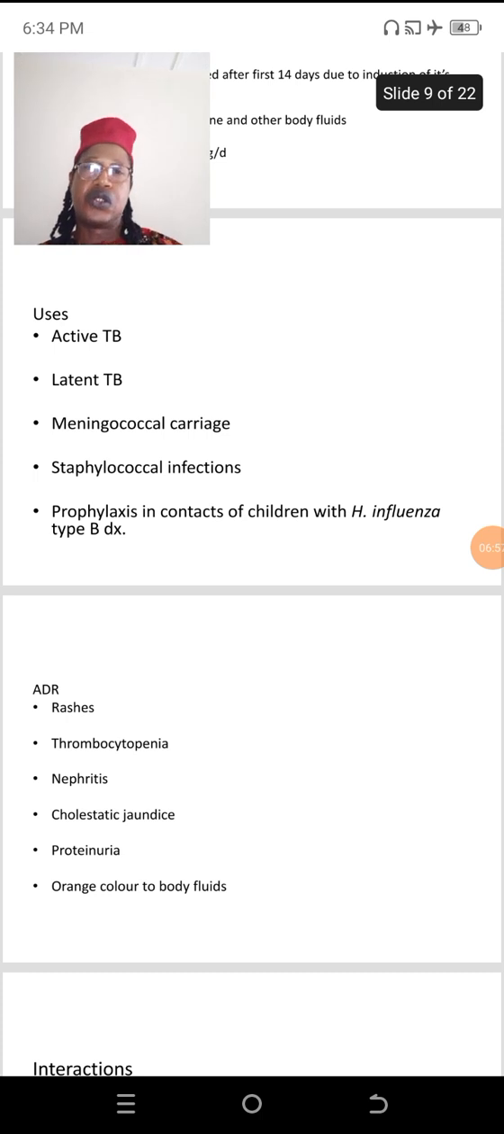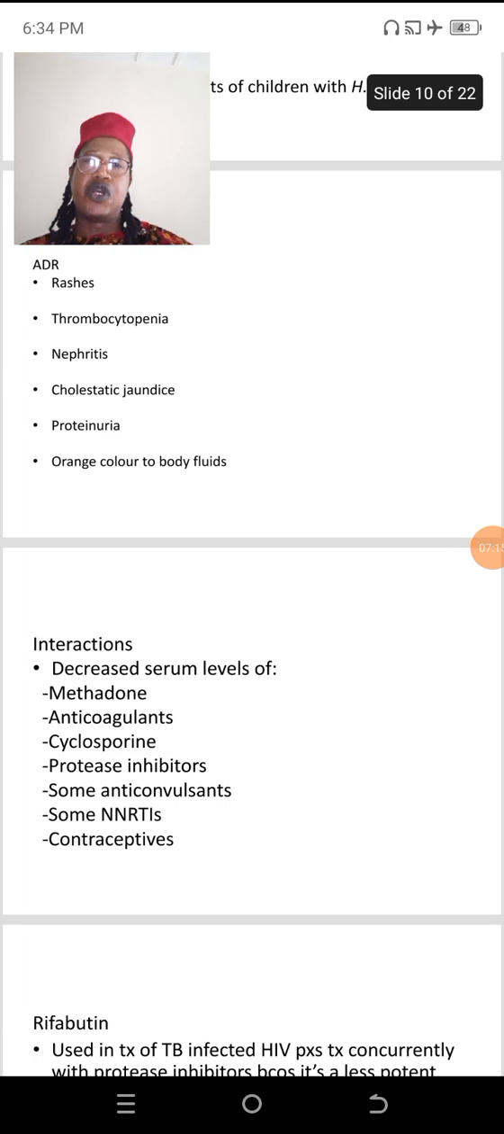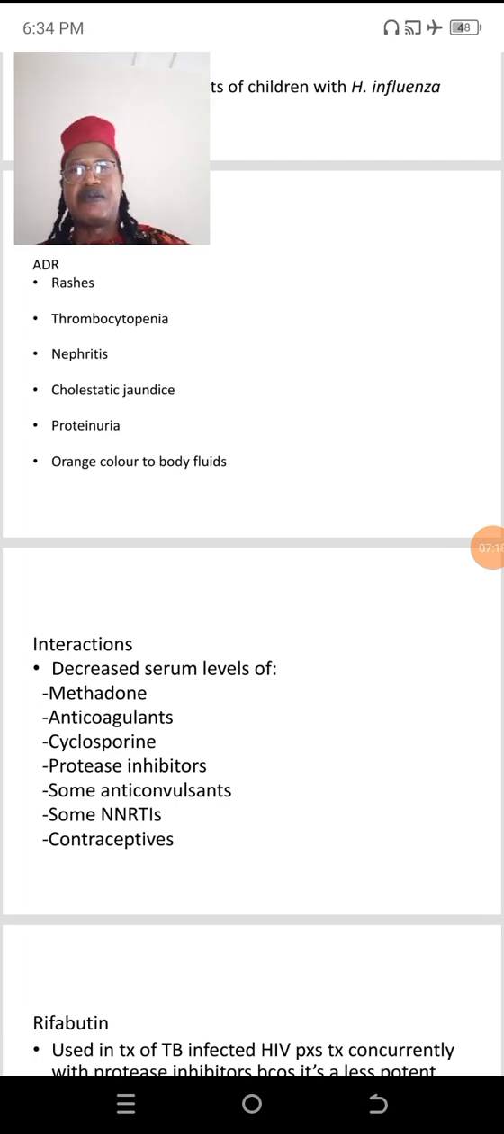Adverse drug reactions to rifampin include rashes, thrombocytopenia, nephritis, cholestatic jaundice, proteinuria, and, as we mentioned earlier, impartation of an orange color to body fluids. Because rifampin is an enzyme inducer, it has a large number of drug interactions. Because of this, it causes decreased serum levels of drugs like methadone, anticoagulants, cyclosporine, protease inhibitors, some anticonvulsants, and others.